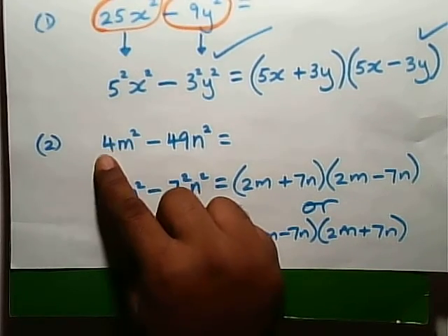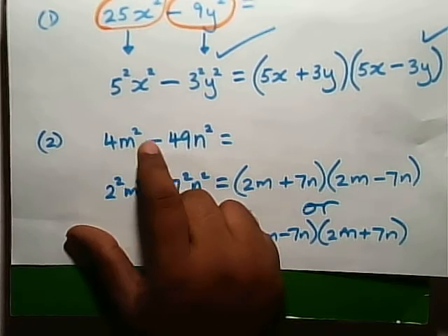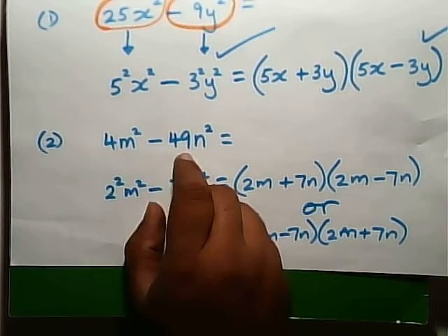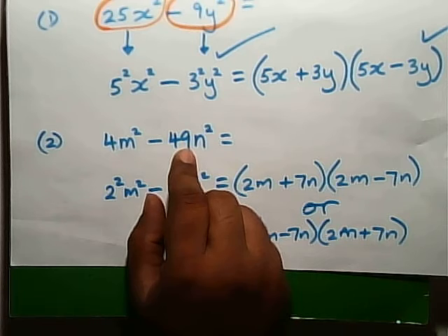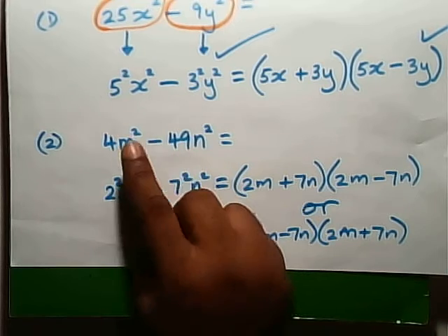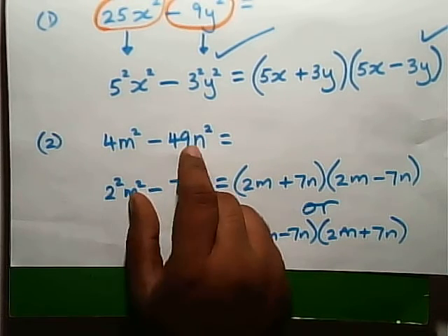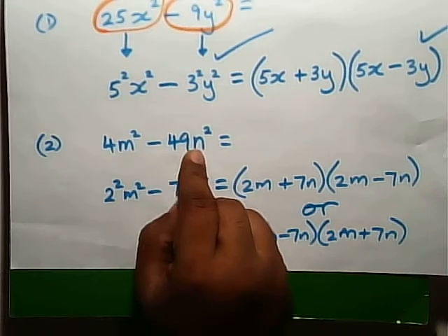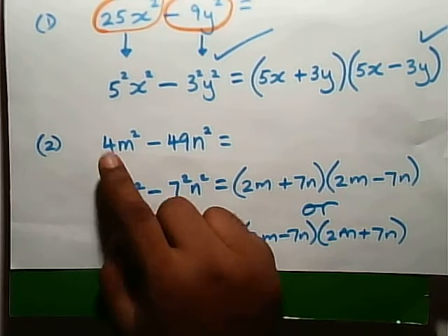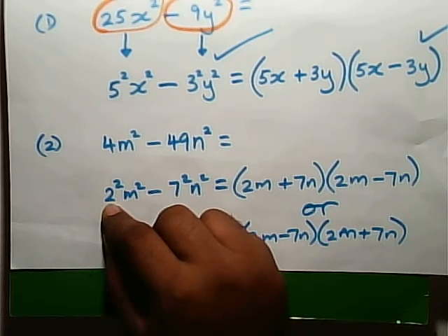Example 2. 4m squared take away 49n squared. The numbers have nothing in common that they both can be divided by anything. The letters don't have any letters in common. However, we're now going to try and make everything squared. Can this be turned into everything squared? The number 4 can be turned into 2 squared.